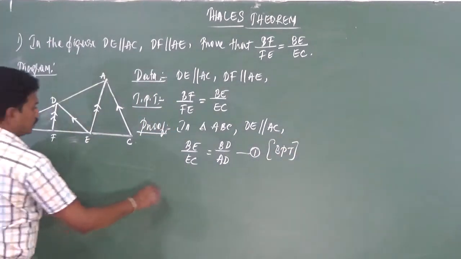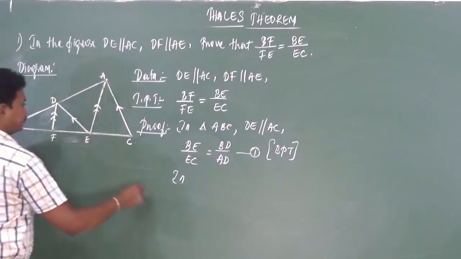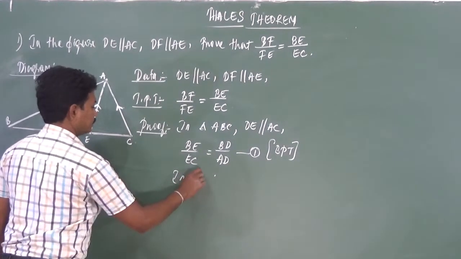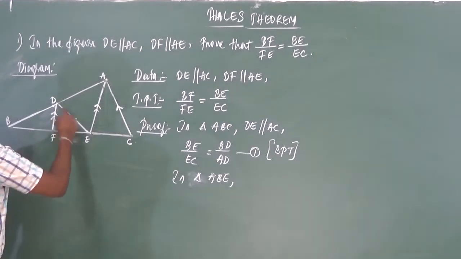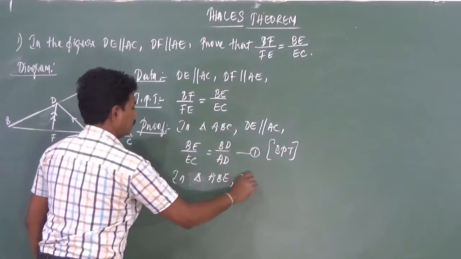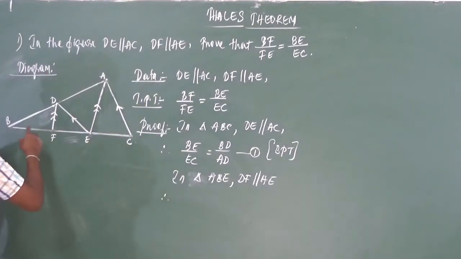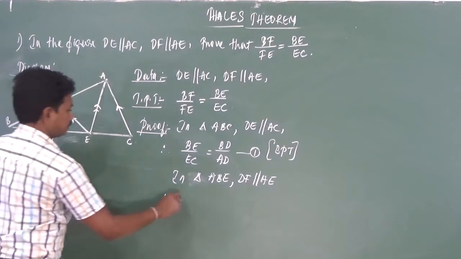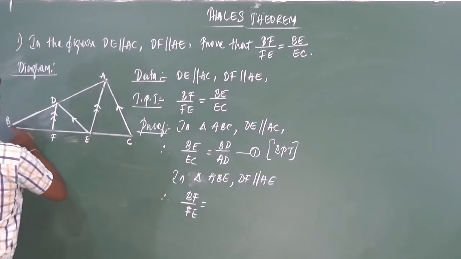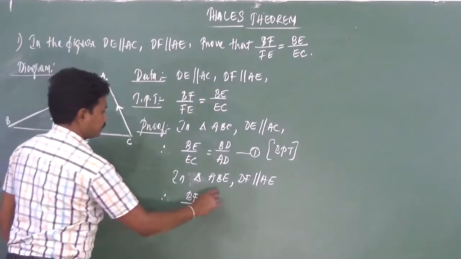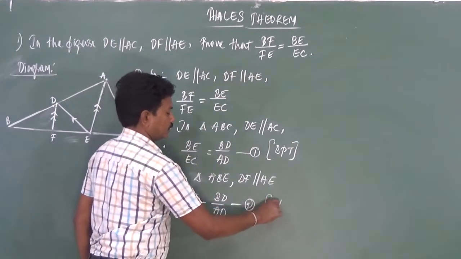Okay. So now let us take the second triangle. So in triangle ABE, DF parallel to AE. So therefore BF by FE is equal to BD by AD, take it as equation 2. So this is also according to BPT.